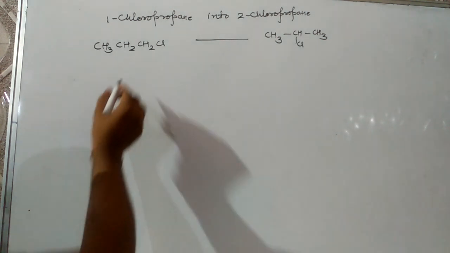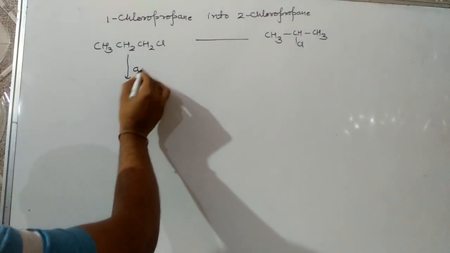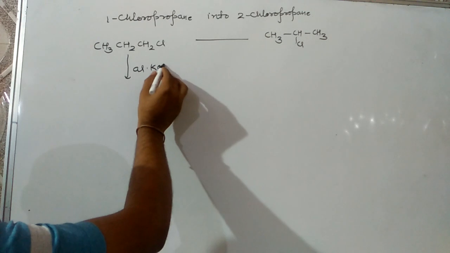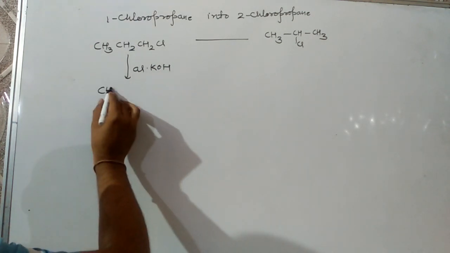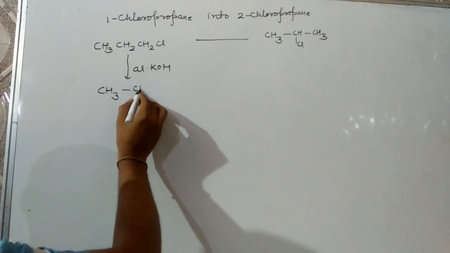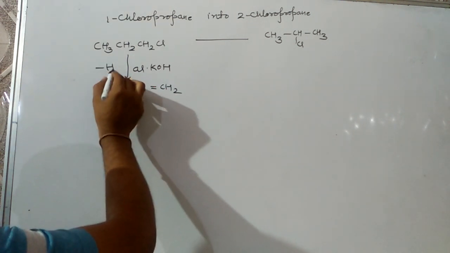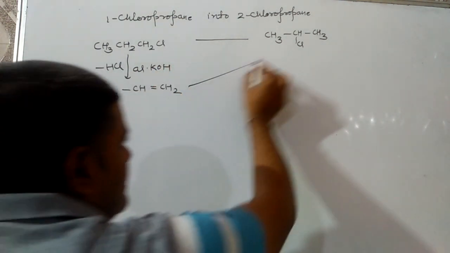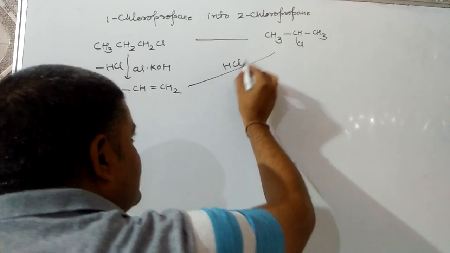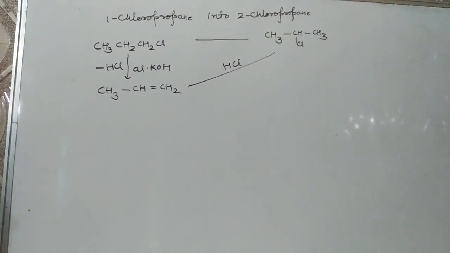Hence, for elimination we have to add alcoholic KOH. When we add alcoholic KOH to it, the product formed will be propene. Now, we have to do the Markovnikov addition, so we can simply add HCl to it, and then the product formed will be 2-chloropropane. I hope you understand.